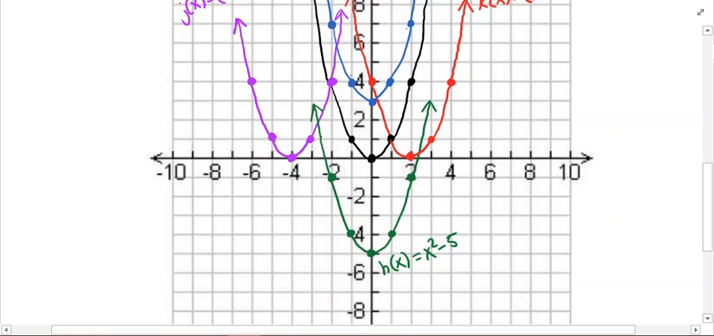Again, you can check other points on the black graph. You're going to see the same kind of thing. If I look at the point 1, 1, where did it get transformed to? Down 1, 2, 3, 4, 5 units. If you look at the point negative 1, 1, where did it go? Down 1, 2, 3, 4, 5 units. So basically, to come up with the graph of x squared minus 5, the original graph x squared just got shifted down 5 units.